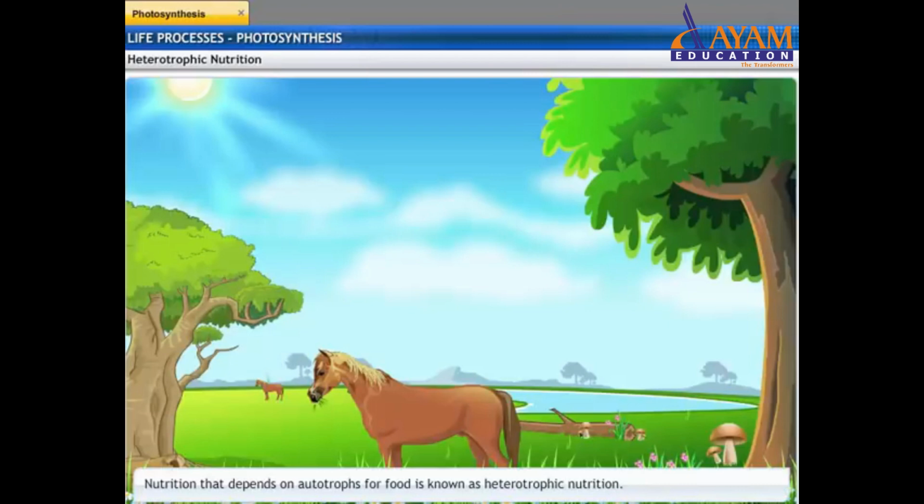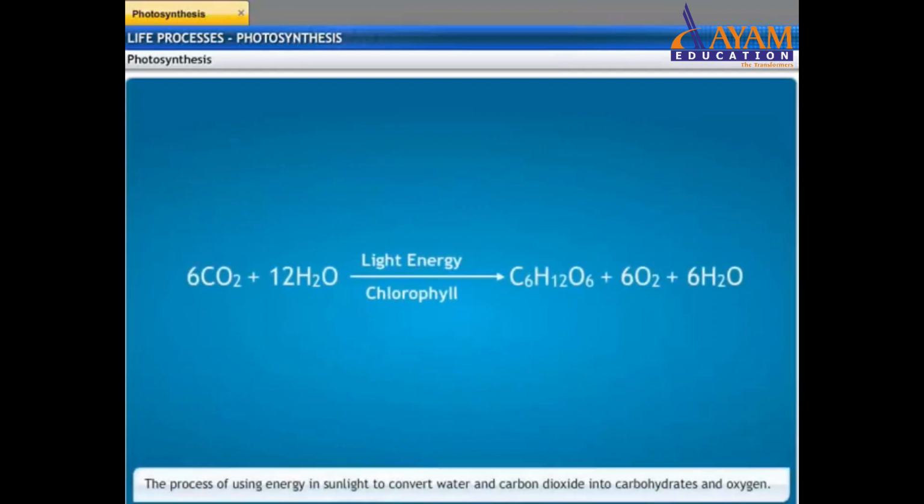Fungi and animals cannot prepare their own food and directly or indirectly depend on autotrophs for their food. Such organisms are called heterotrophs, and the process of nutrition in heterotrophs is called heterotrophic nutrition. The process of using energy in sunlight to convert water and carbon dioxide into carbohydrates and oxygen is called photosynthesis.